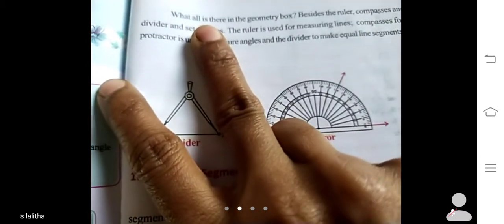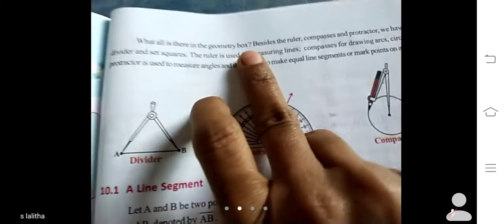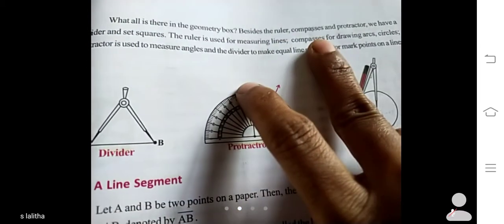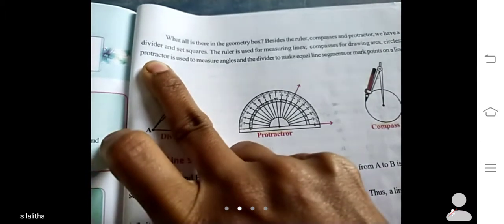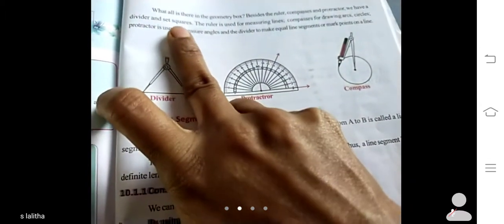See here. What all is there in the geometry box besides the ruler, compasses and protractor? We have a divider and set squares.